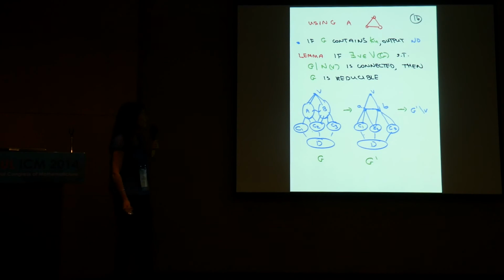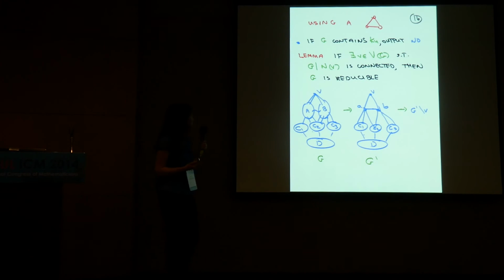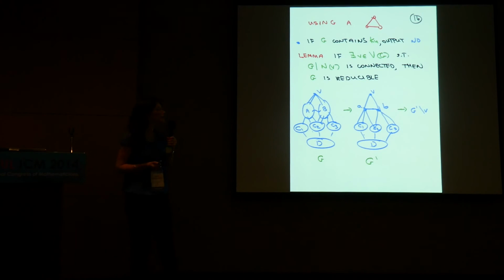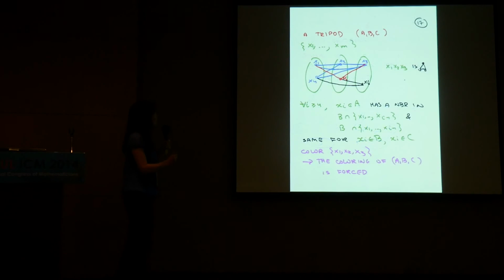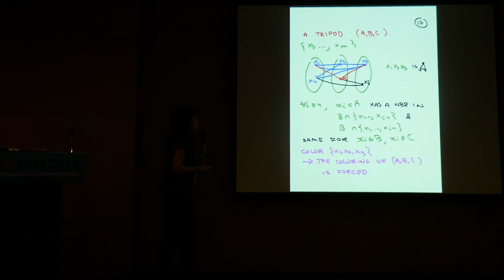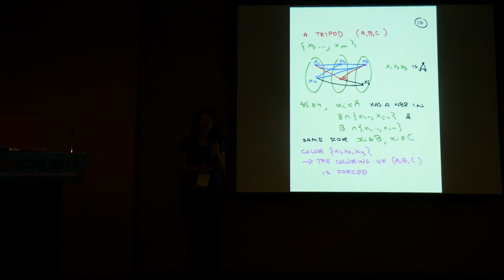And the graph becomes smaller. The colorability doesn't change. All right, so the upshot is if I find a vertex with connected neighborhood, that's good for me. That's a reduction. Okay, so now let's use all this knowledge.